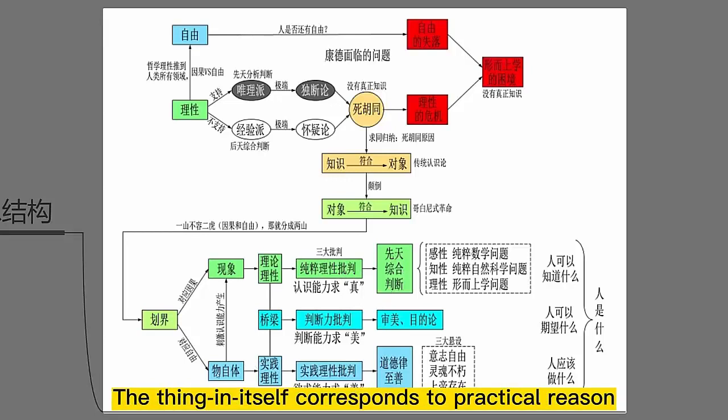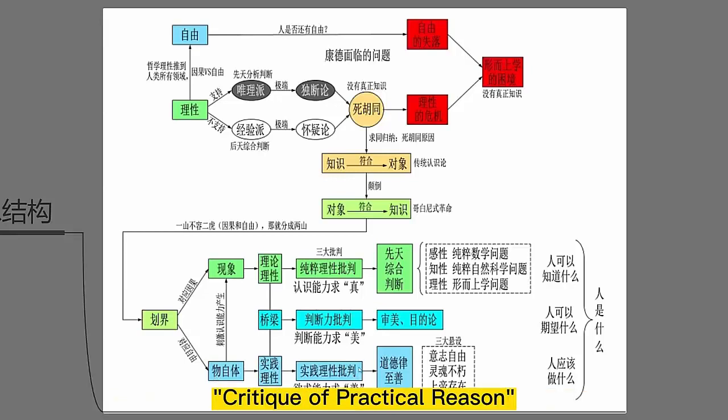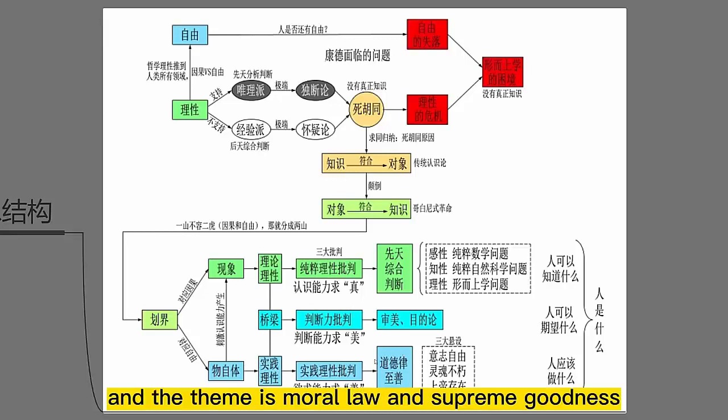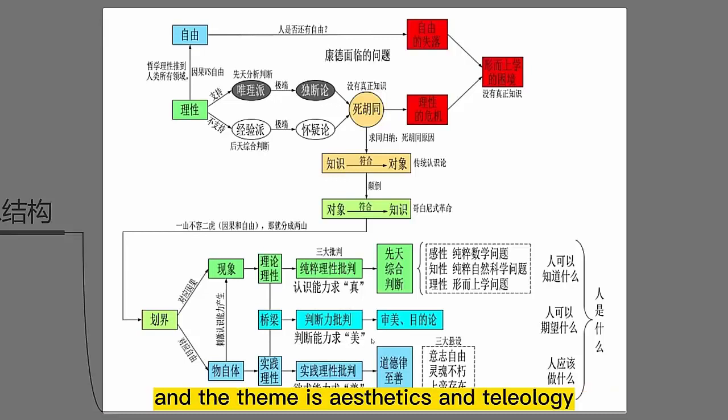The thing in itself corresponds to practical reason, and Kant answers with the Critique of Practical Reason, which emphasizes the desire for ability to seek goodness, and the theme is moral law and supreme goodness. The bridge between theoretical reason and practical reason is Critique of Judgment, which talks about judgment ability to seek beauty, and the theme is aesthetics and teleology. The three criticisms are also about truth, goodness, and beauty. Critique of Pure Reason is about what people can know, Critique of Practical Reason is about what people should do, and Critique of Judgment is about what people can expect. This is the logic of Kant's three criticisms.